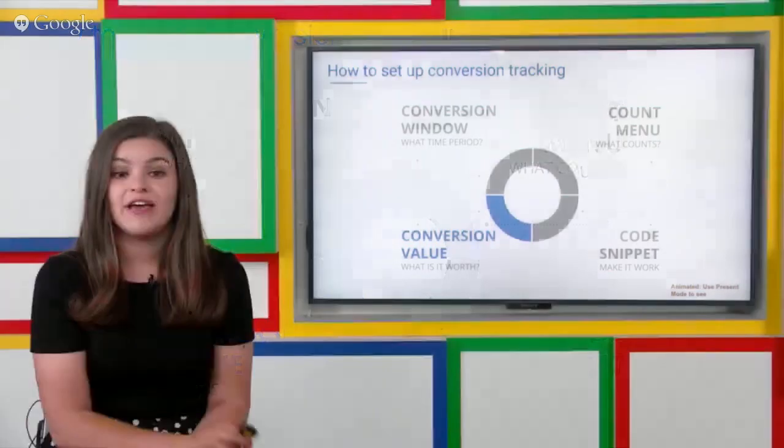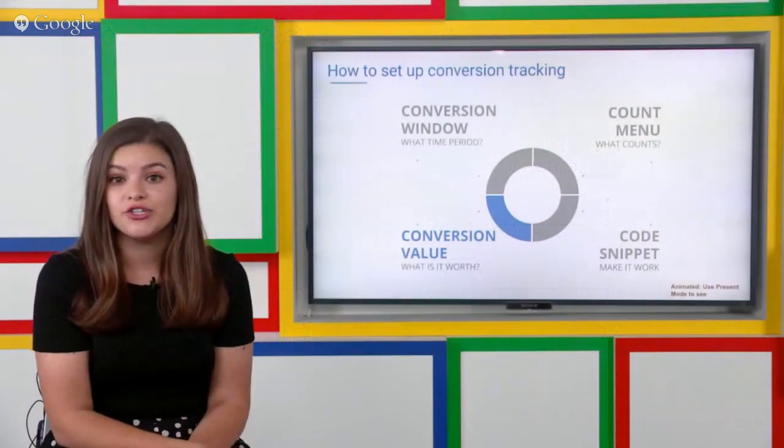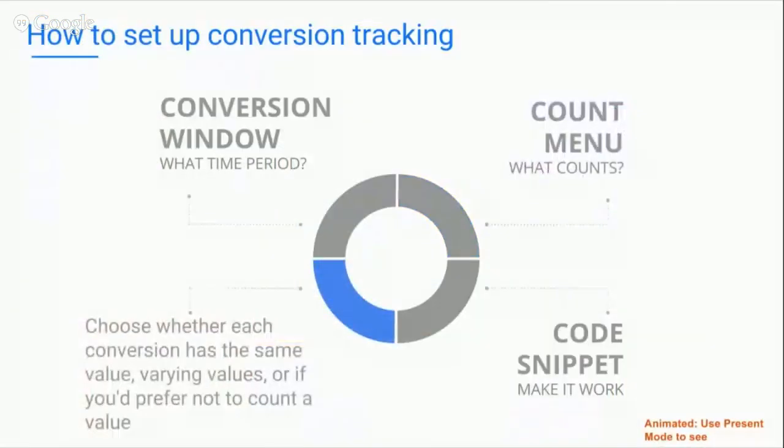Next, we have conversion value. This is what each conversion is worth. So here you choose whether your conversion has the same value, varying values, or if you prefer not to count a value. So if you know for a fact that every phone call conversion you receive is worth $20 to your business, then you can assign a $20 value to every conversion and really calculate what value you're getting for every conversion as a total.